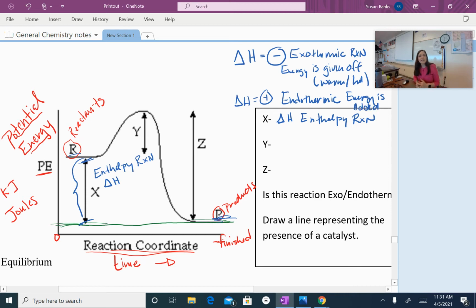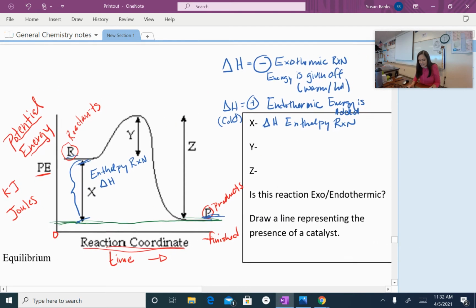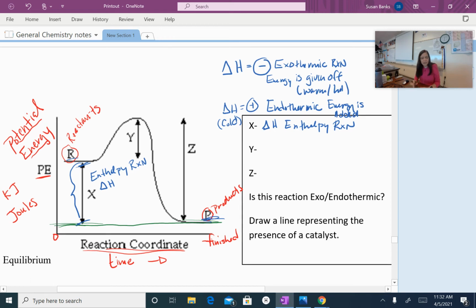So energy is added. Endothermic reactions end up feeling cold because they suck energy in from the rest of the system to fuel that reaction. These feel cold. If you've ever used an ice pack, because it feels cold as you're shaking up those chemicals in that instant ice pack, that is an endothermic reaction.